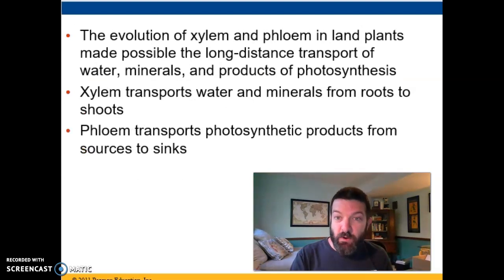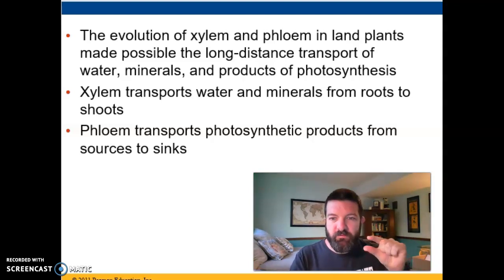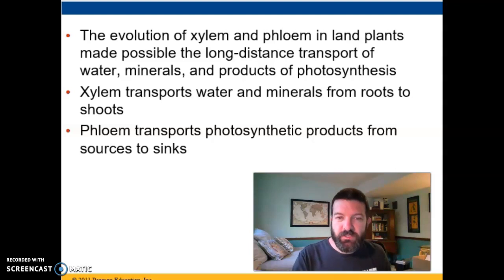Most plants that you see now are vascular plants. But again, vascular plants evolved from things like mosses and liverworts, which we still see today, but which have to be very, very short because they can't transport water or sugars very far, and also because they don't have that sturdy tissue to deal with gravity. So the evolution of xylem and phloem were very, very important.